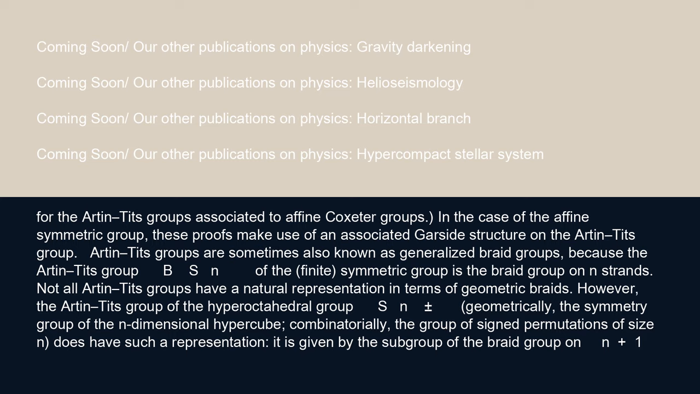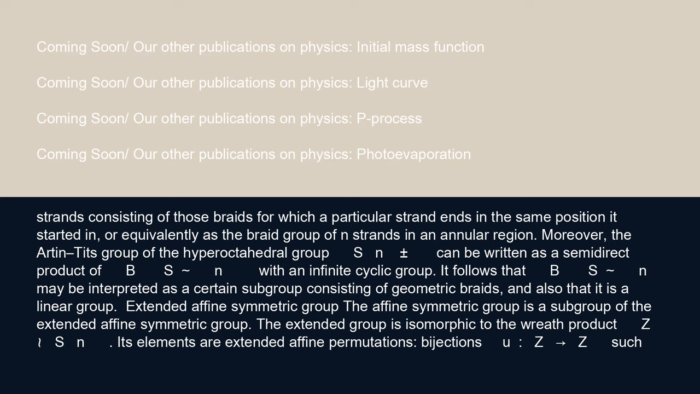It is given by the subgroup of the braid group on n+1 strands consisting of those braids for which a particular strand ends in the same position it started in, or equivalently as the braid group of n strands in an annular region. Moreover, the Artin-Tits group of the hyperoctahedral group S_n^{±} can be written as a semi-direct product of B_{S_n} with an infinite cyclic group. It follows that B_{S_n} may be interpreted as a certain subgroup consisting of geometric braids, and also that it is a linear group.